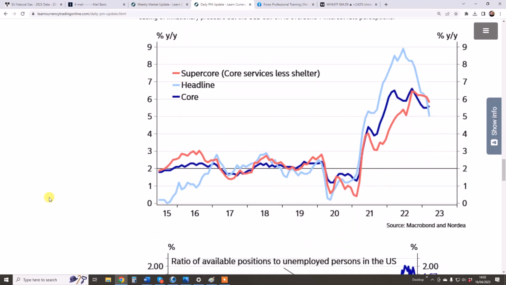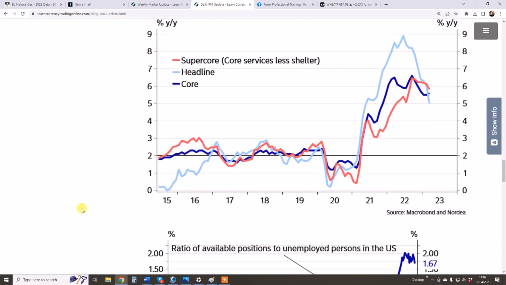Now, in terms of inflation and interest rate cuts, here is inflation, super core, headline and core.